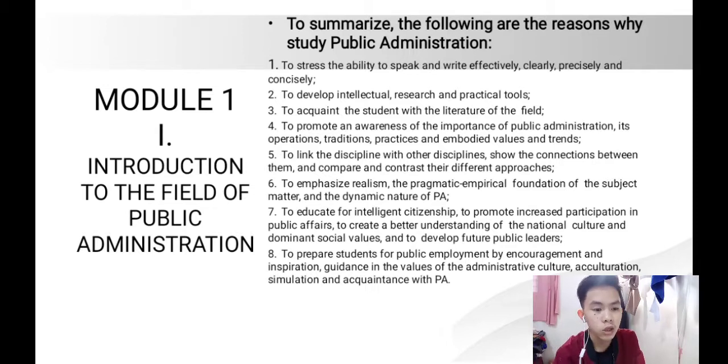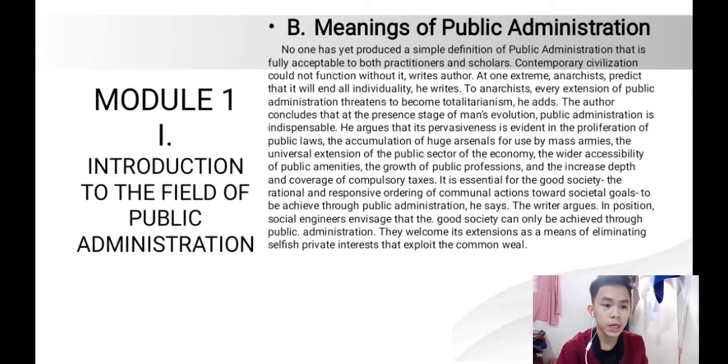And lastly, to prepare students for public employment by encouragement and inspiration, guidance in the values of administrative culture, acculturation, stimulation, and acquaintance with public administration. So what is the meaning of public administration to begin with? There are 6 points on what public administration really is to begin with.